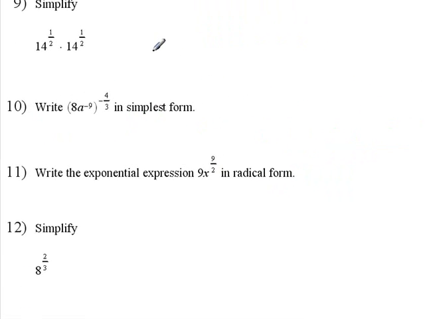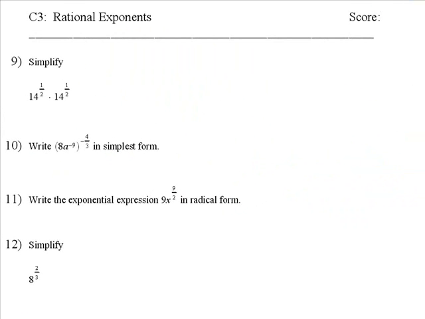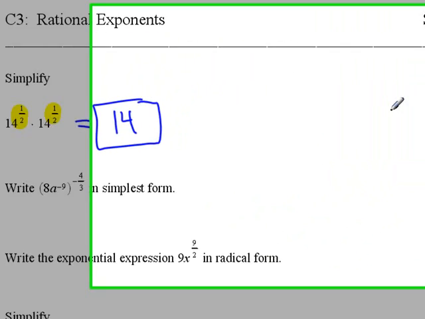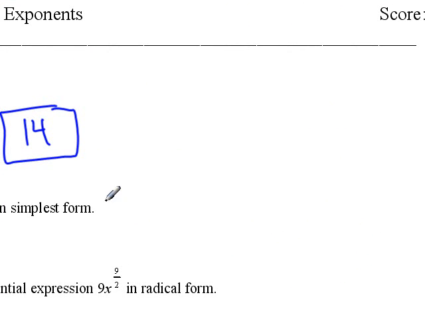Concept 3, rational exponents. On number 9, I'm taking 14 to the half times 14 to the half. There's a couple ways to do that. I can just add the powers together and get 14 to the 1, or I can think of it as root 14 times root 14, which is still 14. So either way, we get 14. Number 10, let's work this one out here.